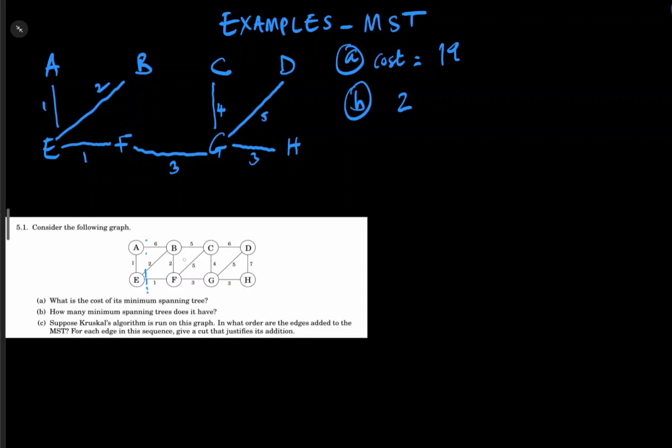Then we go from E to F. From E to F, no cycle yet. So you have this and this covered. Then from B to F, you have this cut. Then from F to G, you have another cut this way. Then from G to C, you have another cut this way. And then from G to H, you have another cut this way. And then you have from G to D. So that's it for this first question.